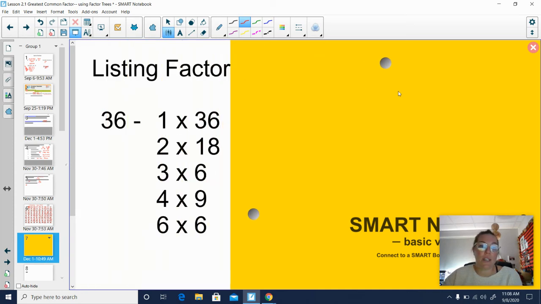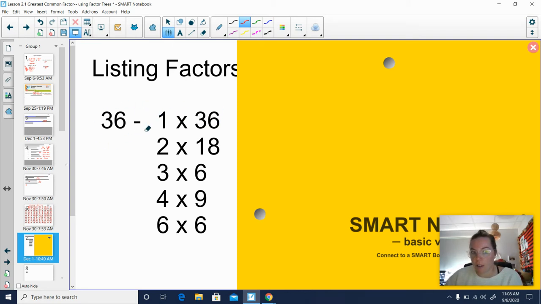We can do this by literally just listing out the pairs. With 36, the first one that we're always going to list out is 1 times 36, because we know every number can be divided by 1 and itself. Okay, it's even, so it's divisible by 2. 2 times 18. 3 plus 6 is 9, so it's divisible by 9, or by 3, which is 3 times 6. 4 times 9, and then 6 times 6 is 36. So we just list out those factors.